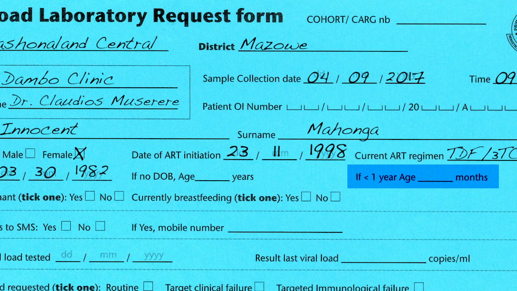Let's say you're testing a 3-month-old boy. His caregiver doesn't know his exact date of birth, but thinks the boy is 3 months old. In this case, you'd enter 3 months on the form.